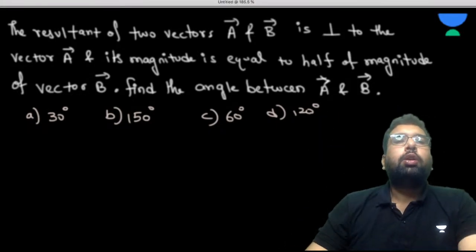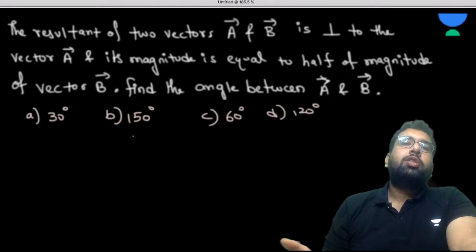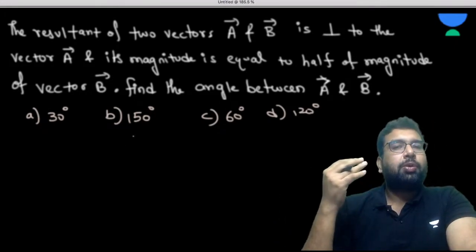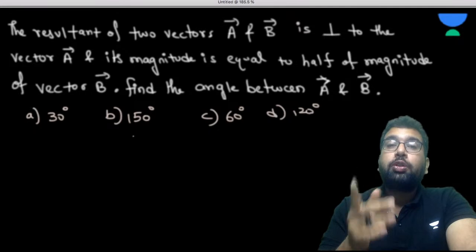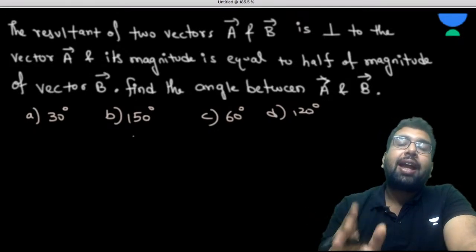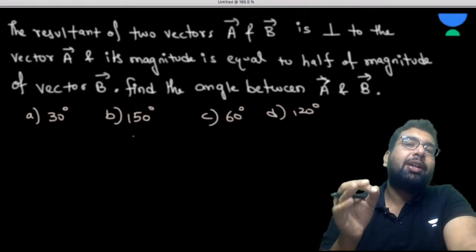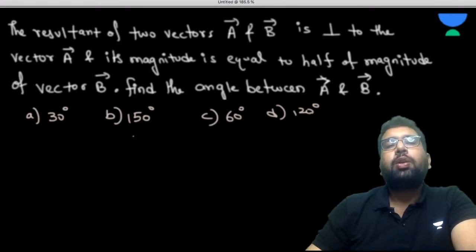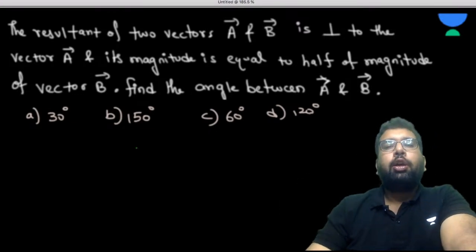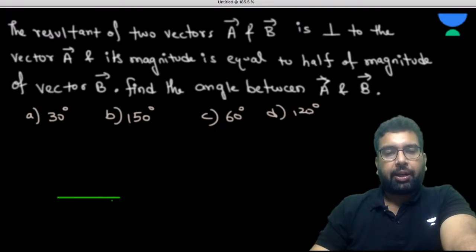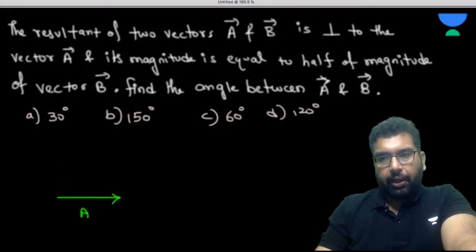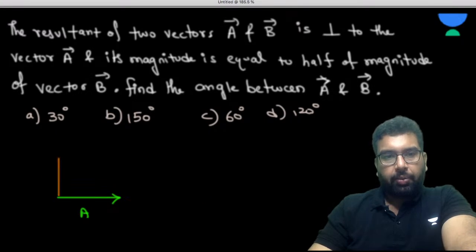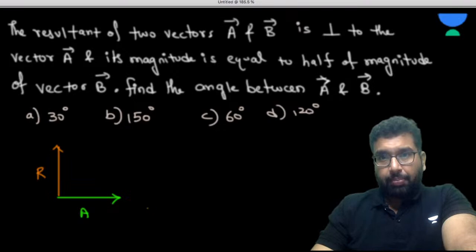Try. So now you can do this question graphically, you can do this question analytically, you can do this question graphically through triangle, you can do this question graphically through parallelogram. Any way you want, you can do this question. Now let's try. The resultant of two vectors A and B is perpendicular to vector A. Let's make vector A. The resultant of it is going to be perpendicular to vector A. And its magnitude is half the magnitude of vector B.